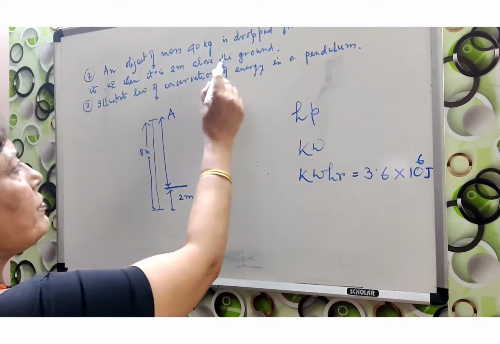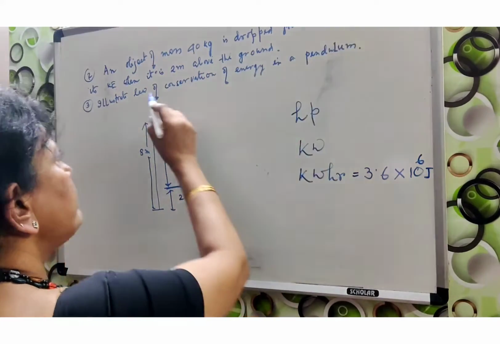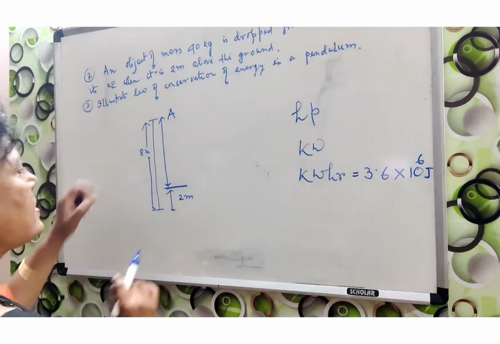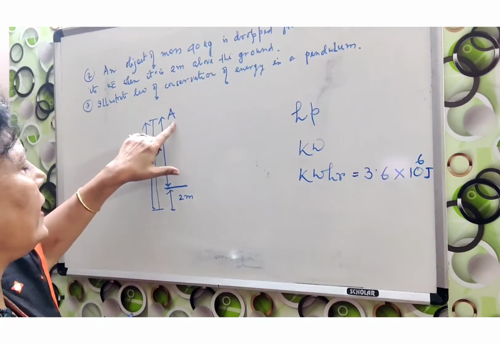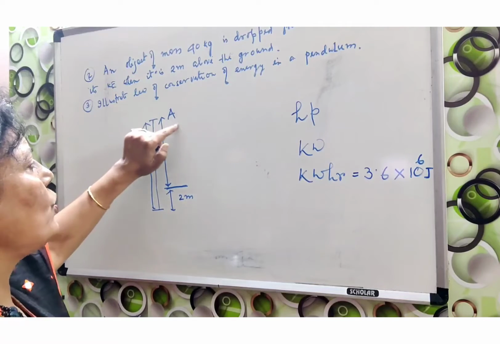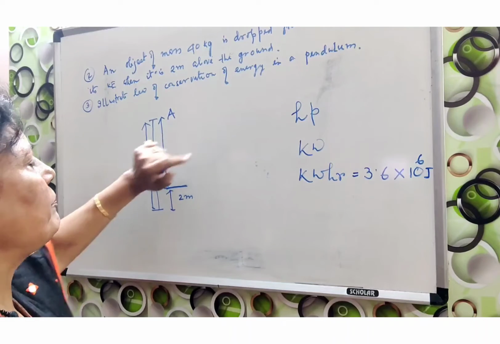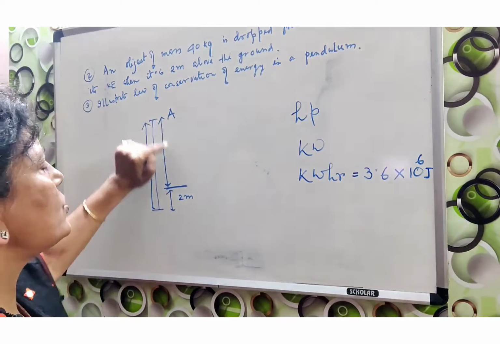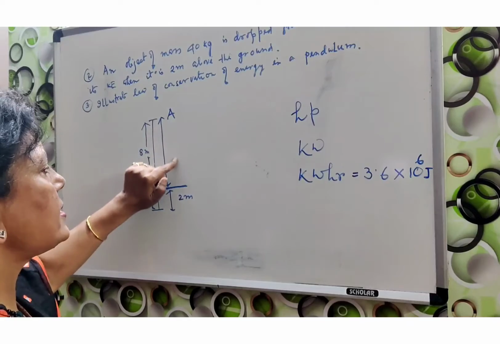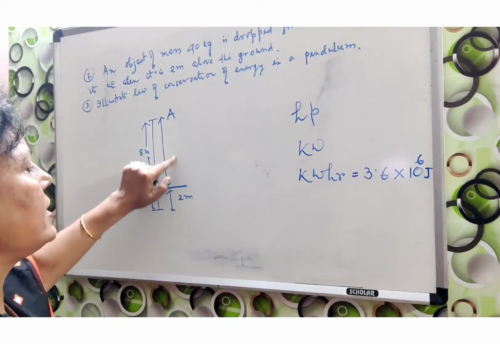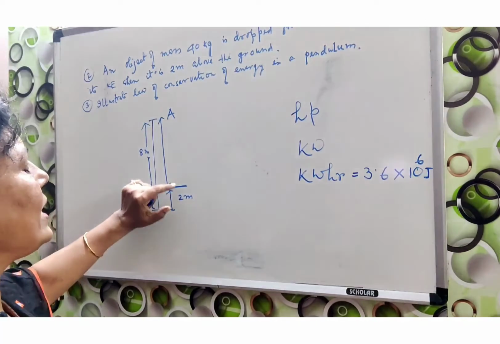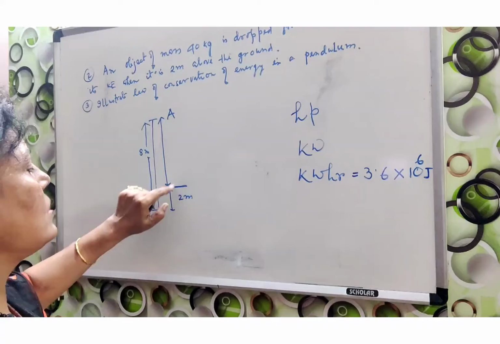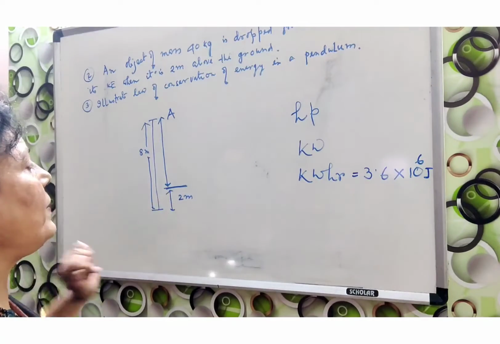An object of mass 40 kg is dropped from a height 8 meter. Find its kinetic energy when it is 2 meter above the ground. Let us take the object was at A, 8 meter above the ground. So here its potential energy is maximum, that is energy due to 8 meter, but kinetic energy was 0. Since it is dropped, potential energy decreases since height decreases, and kinetic energy increases. So at 2 meter above the ground, loss in potential energy due to 6 meter is equal to kinetic energy 2 meter above the ground.